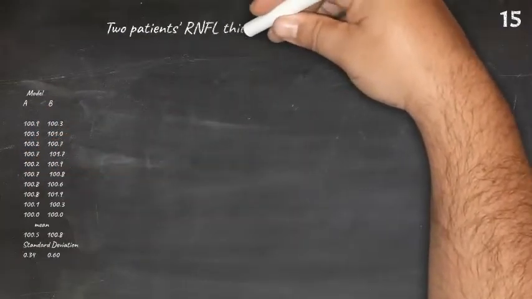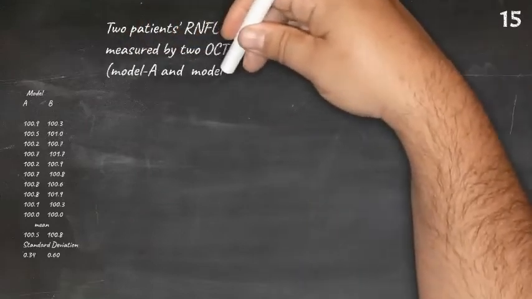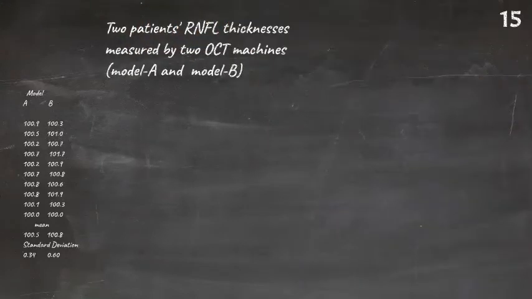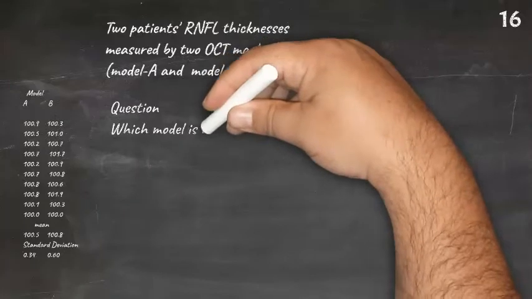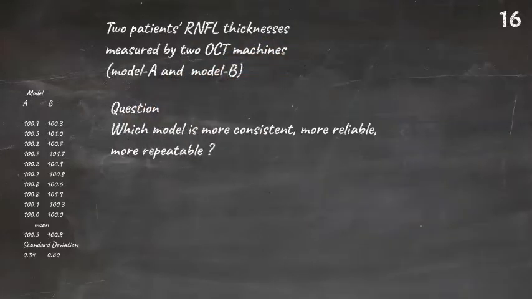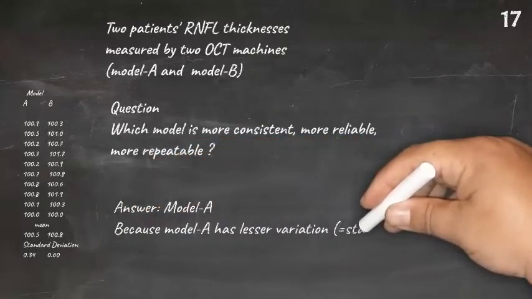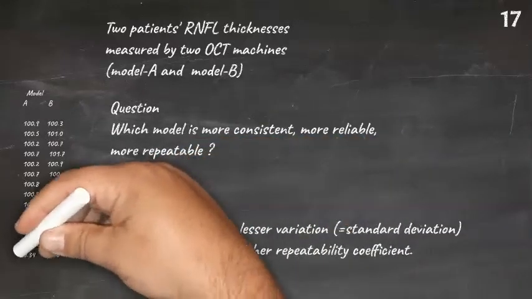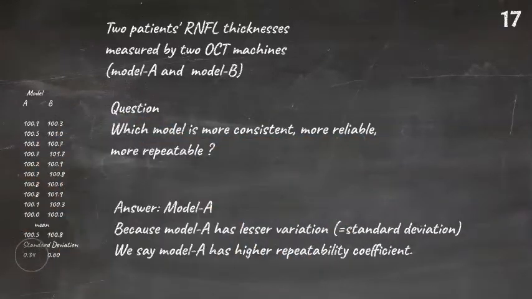These are the RNFL thicknesses of two patients, measured with OCT machines of two models, A and B. Which model is more consistent, more reliable, that is, more repeatable? The answer is, Model A, which has a lesser variation. We say that Model A has higher repeatability.